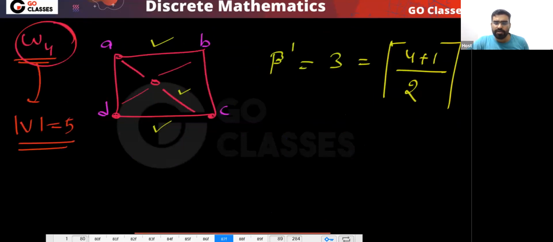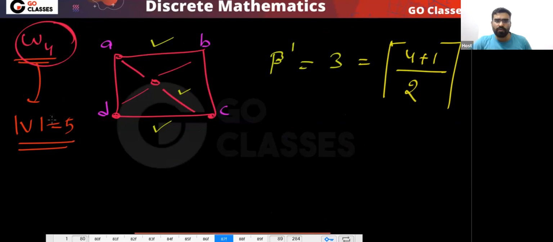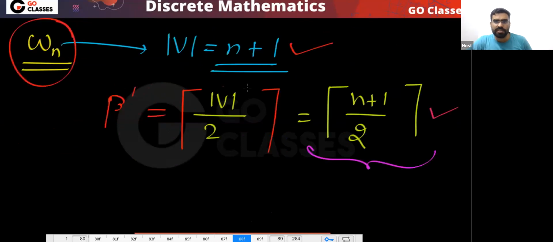Are you getting this point? So basically, we take the n value from W n and then do plus 1 by 2. Yes, the number of vertices in W n is n plus 1. So this is the conclusion: W n has n plus 1 vertices, so beta dash will be n plus 1 by 2.